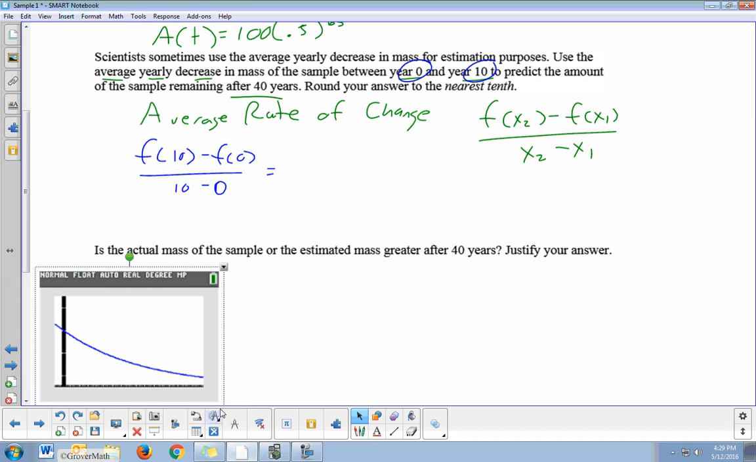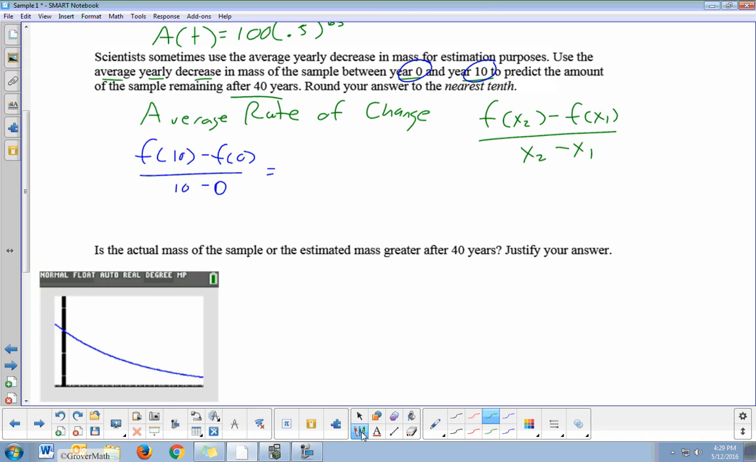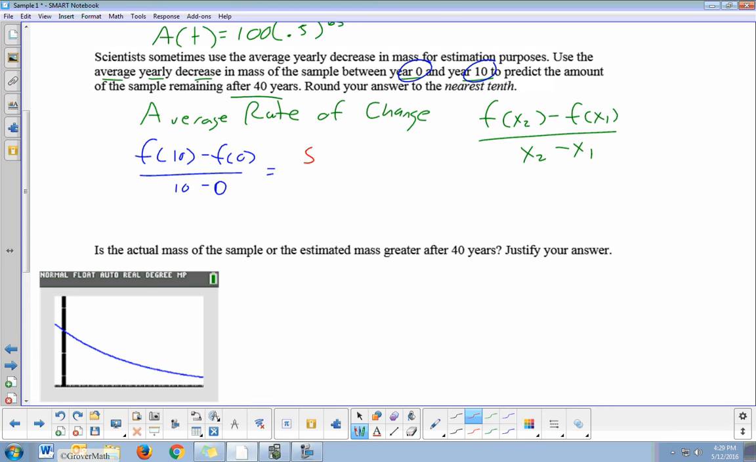All right, but this is also helpful because in my table, I can figure out what f of 0 is, because that's just when your x is 0, what's your y, and so the answer is 100. So that would be 100 minus, I'm sorry, that's f of 0. I got to do f of 10 minus that. So f of 10 is 89.581. So 89.581 minus f of 0, which is minus 100, and that divided by 10 minus 0.